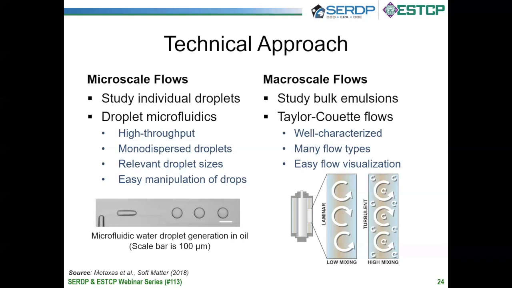So we make whole emulsions and see the time scale for the emulsions to destabilize, both in static environments and then environments where there's flow present. So shearing flow, and then we also use what's called Taylor-Couette flows.